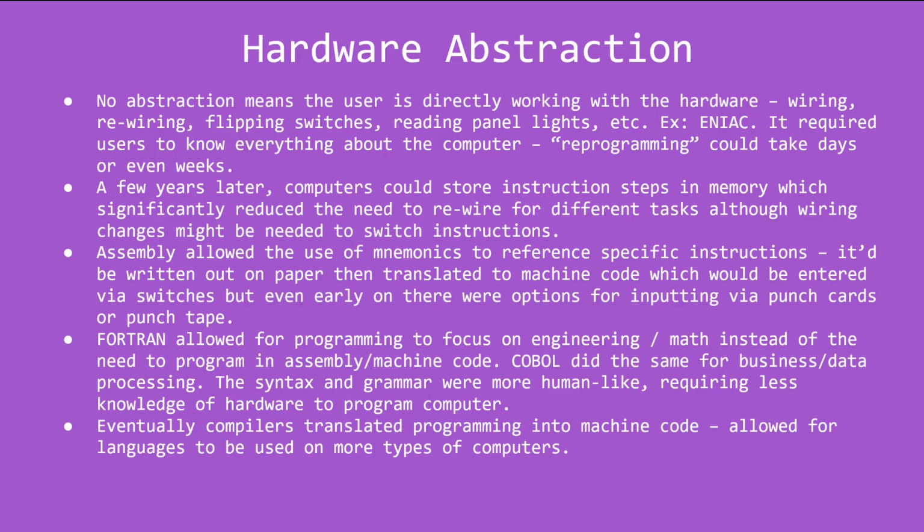Eventually, you had the first programming languages. Fortran allowed for programming that could focus on engineering and math instead of the need to program in assembly or machine code. COBOL did the same thing for business and data processing. The syntax and the grammar of the language was more human. It required less knowledge of the hardware to actually program the computer. Eventually, compilers came along that could translate the programming into machine code. That allowed for certain languages to be used on more types of computers, including Fortran and COBOL, and then some of the newer ones.